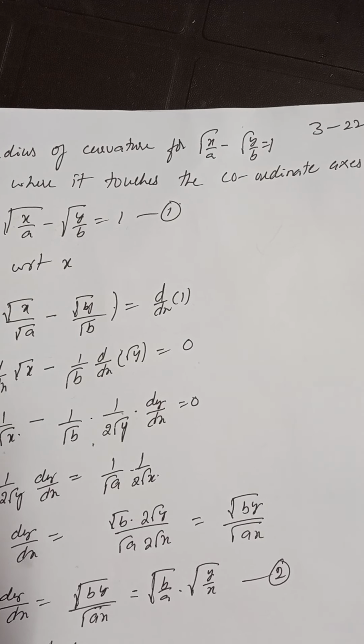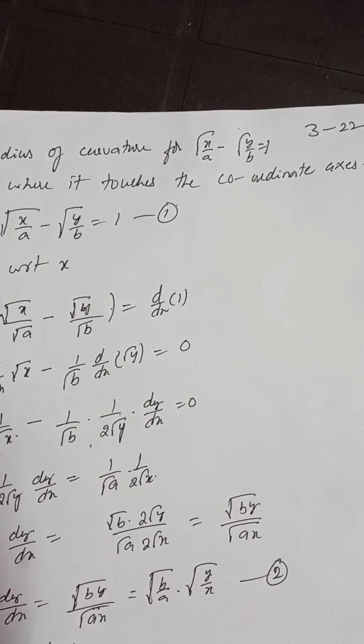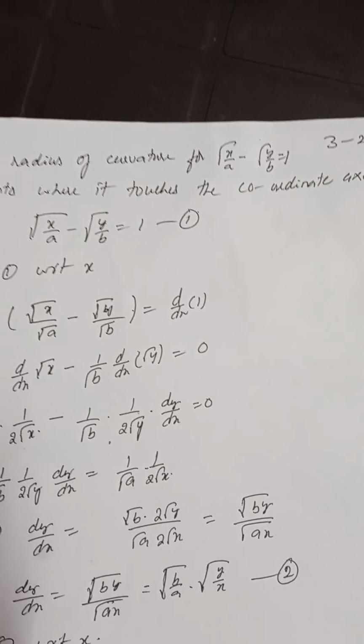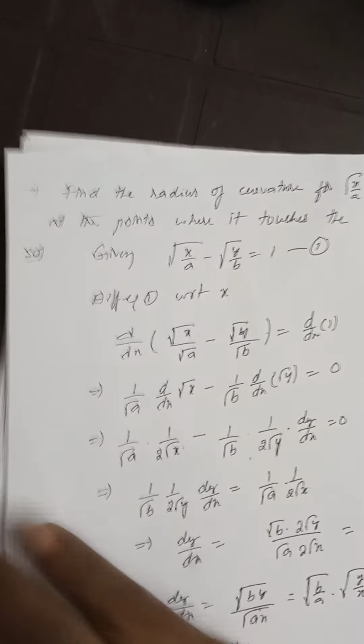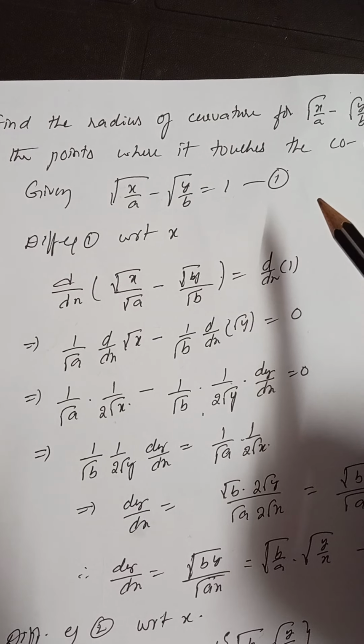First of all, you have to write down the given data. What is the given data? The curve equation is given to you, right? Given that square root of x by a plus square root of y by b is equal to 1. You call that equation number 1.